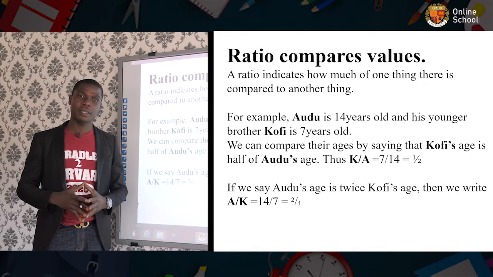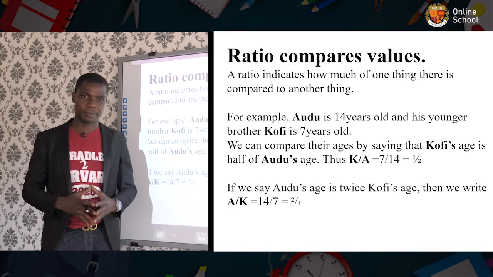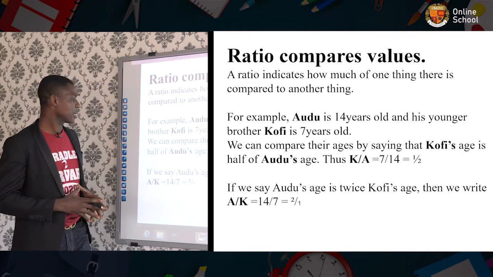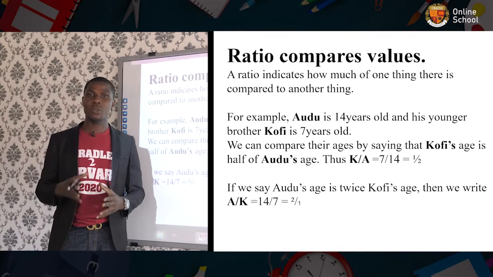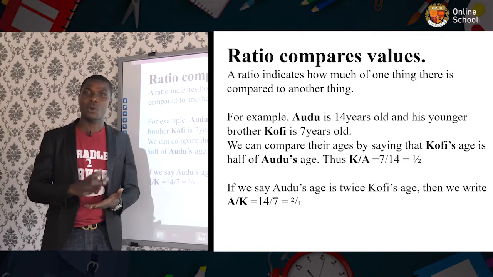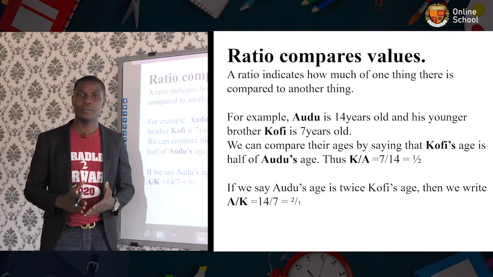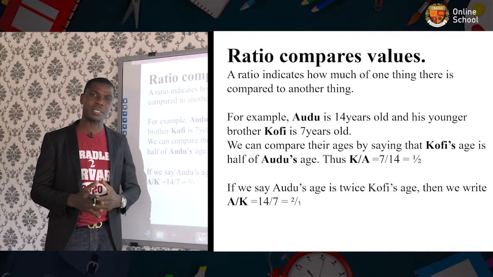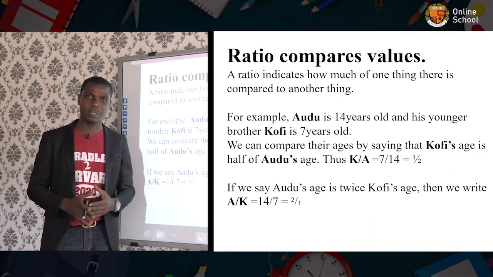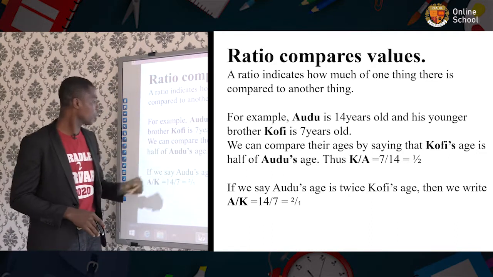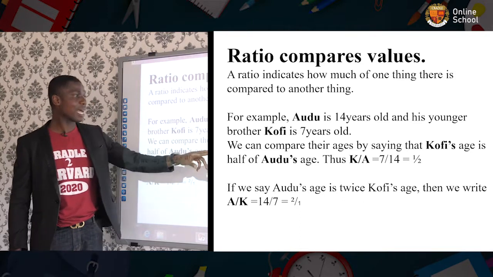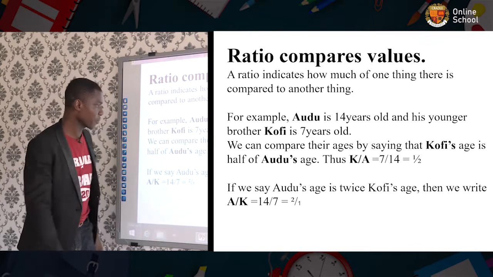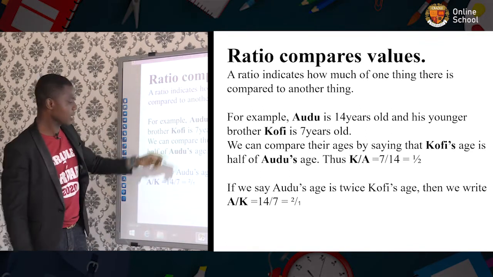Are you with me? In comparing these two ages, we are trying to find by how much one of them is older than the other. Or how young is the younger one? What is the relationship between their two ages? For example, we can compare the ages by saying that Kofi's age is half of Aldo's age. Okay? Aldo is 14 years old.